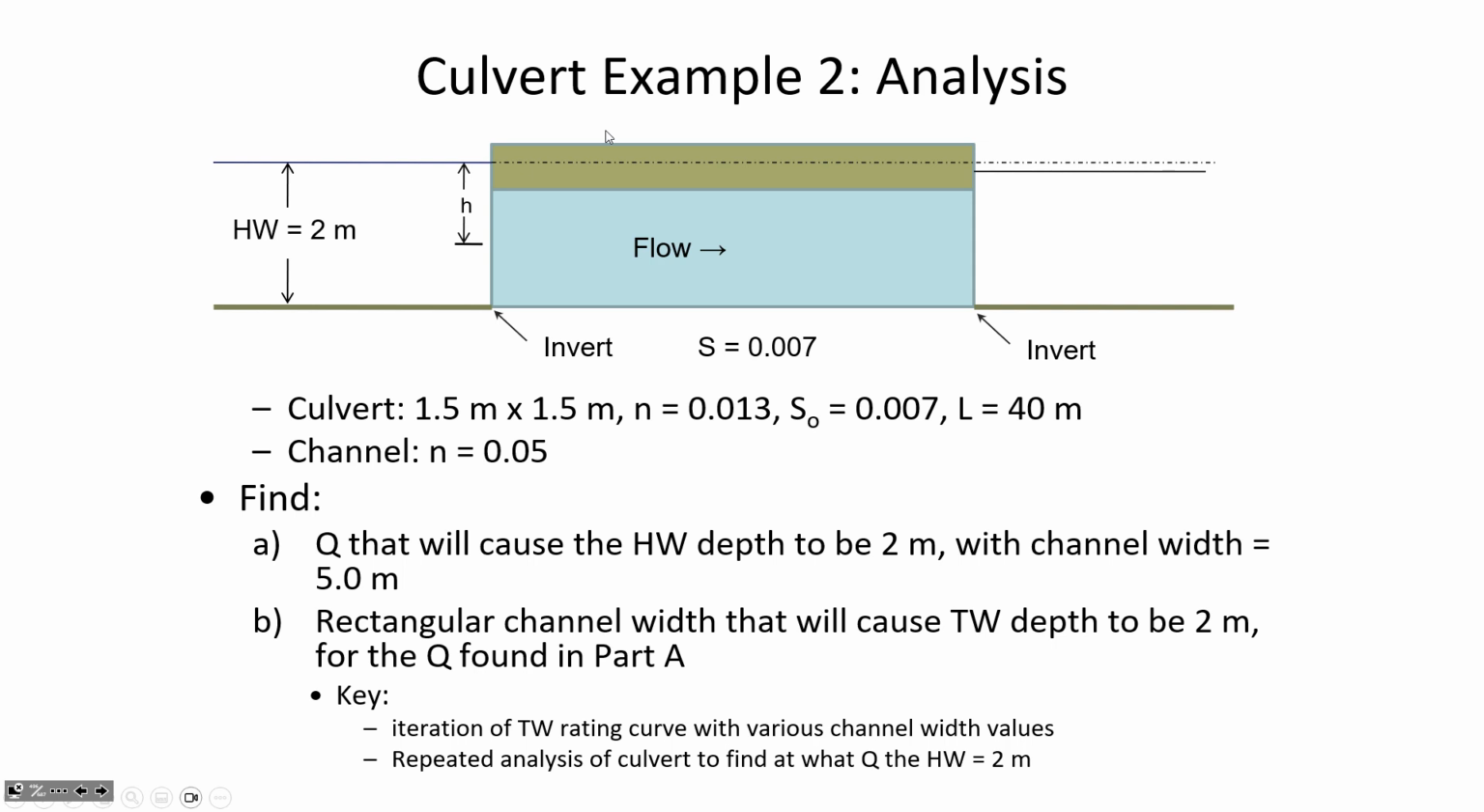So this elevation is going to be 102. So let's just say that the roadway surface is at 103 meters. And then if we see overtopping, then we know that the flow rate is higher than the one that we're looking for. We're looking for what flow rate causes the headwater to rise up 2 meters. So, anybody have questions about the setup for part A?